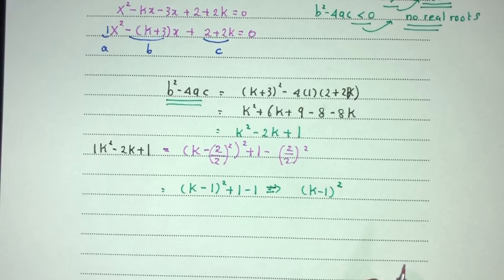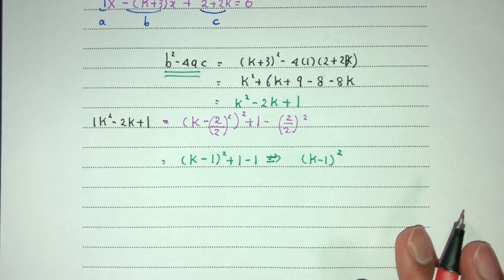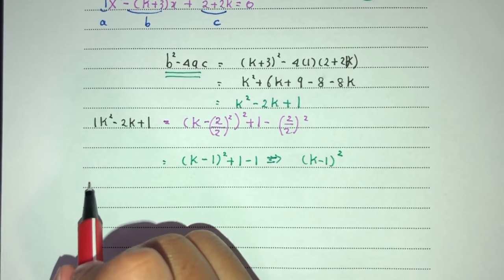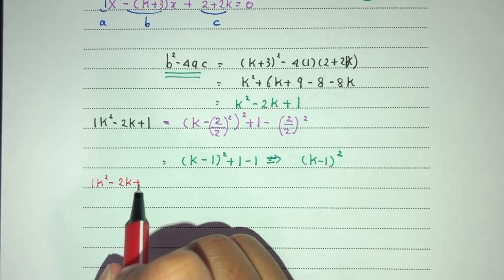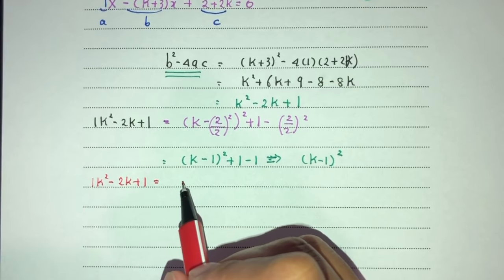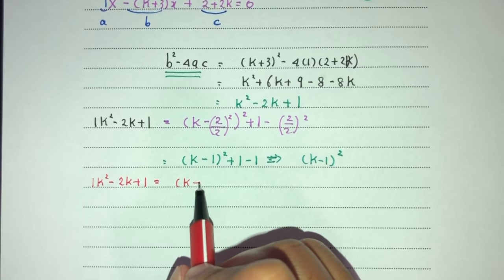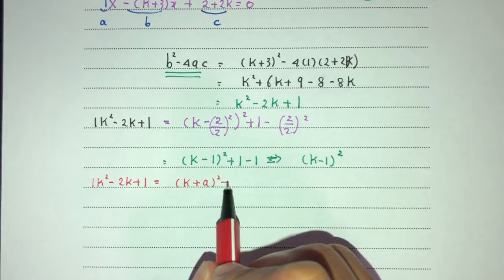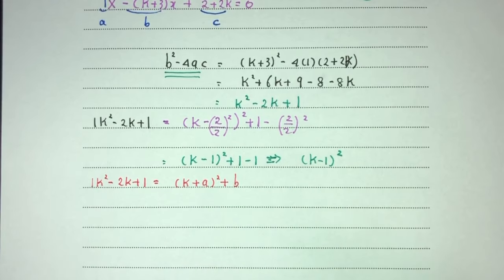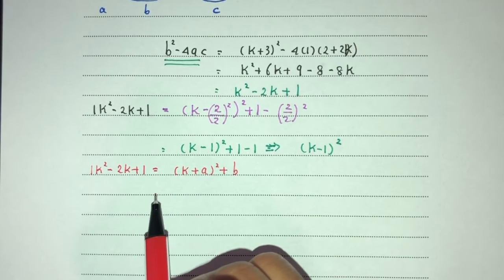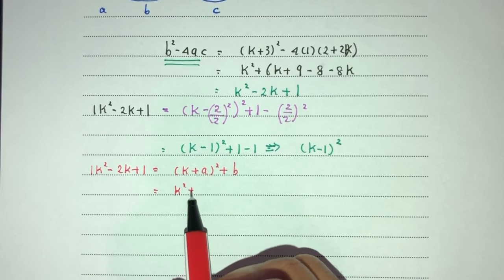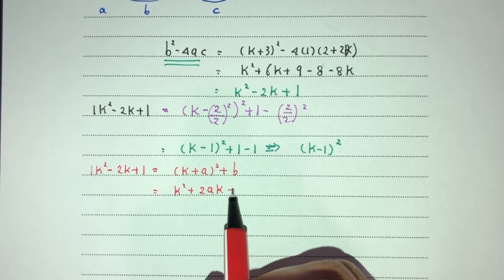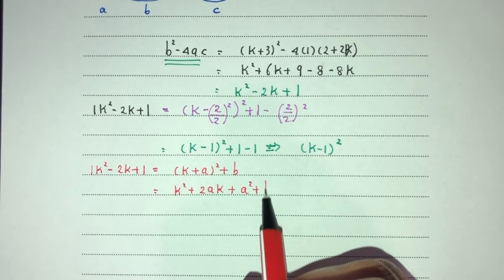Now, let's say you don't know how to use this method. We can always go back to use comparison. For example, 1k squared minus 2k plus 1 is equal to, now we wish to complete the square, so it should be k plus a squared plus b. For example, it should be in this form. Now we try to expand and compare the values. This should become k squared plus 2ak plus a squared plus b.